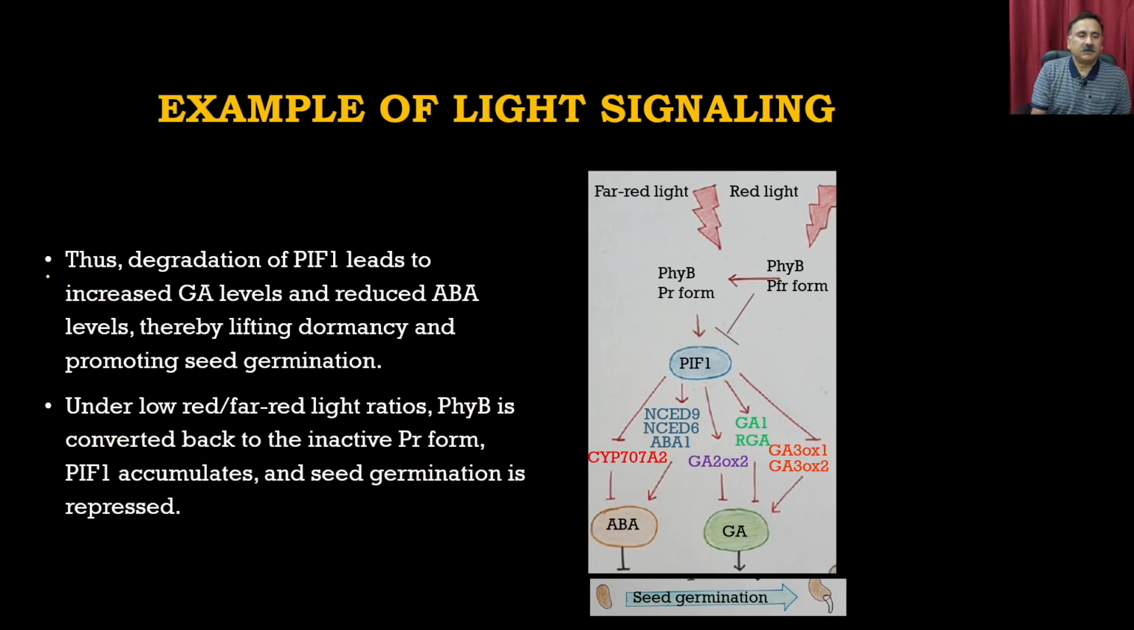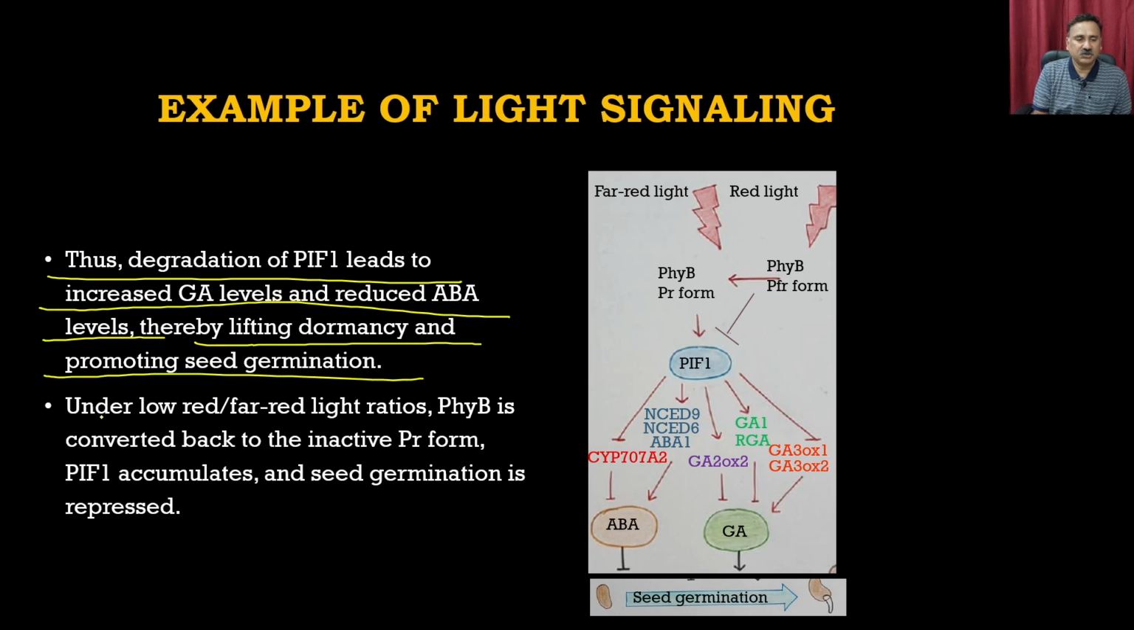Now, thus degradation of PIF1 leads to the increased GA level and reduced ABA level, thereby lifting the dormancy and promoting the seed germination. Under low light or far red radiation, phyB is converted back to the inactive Pr form, and the PIF1 accumulates and seed germination is repressed.